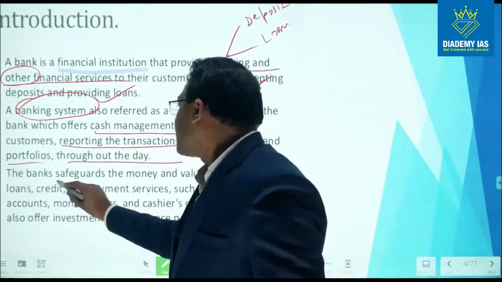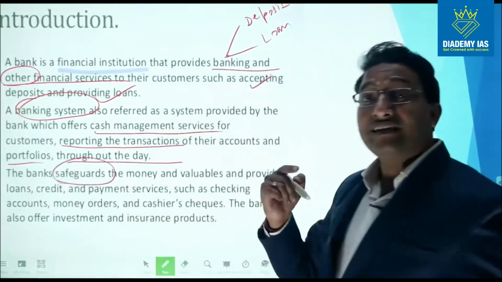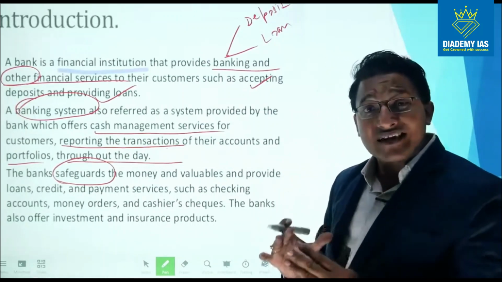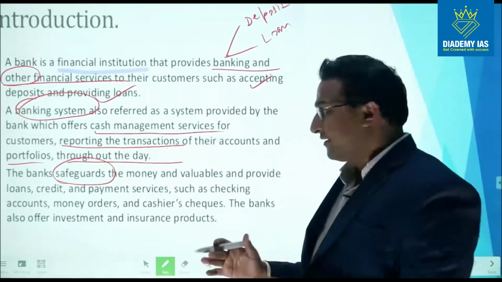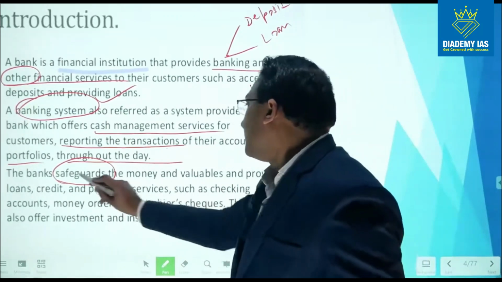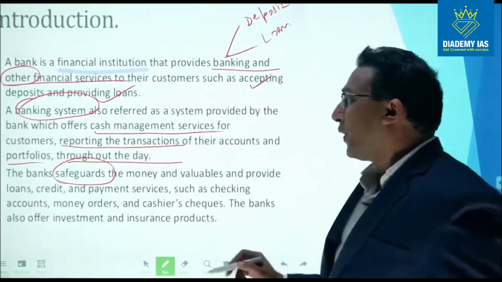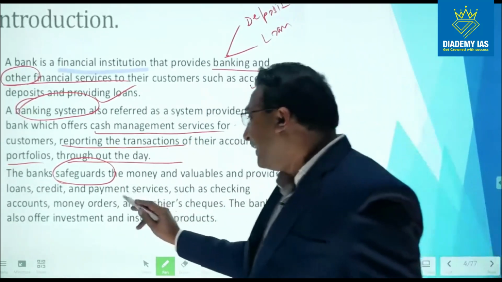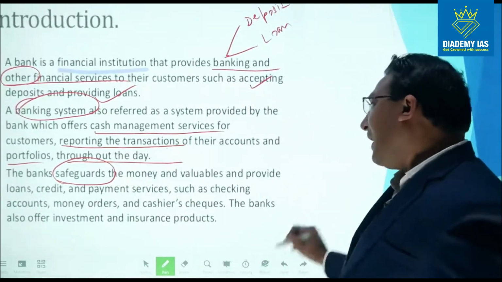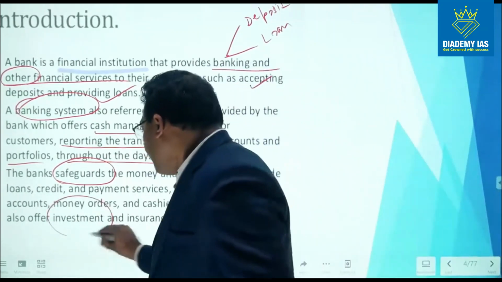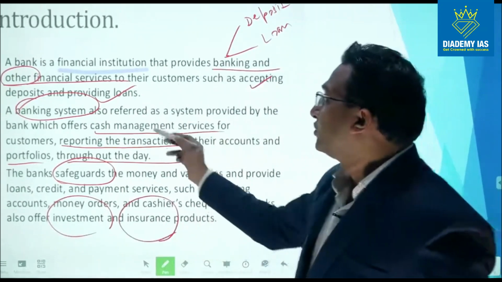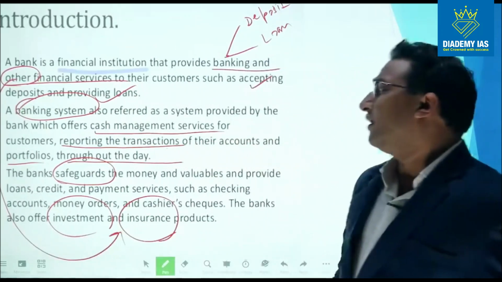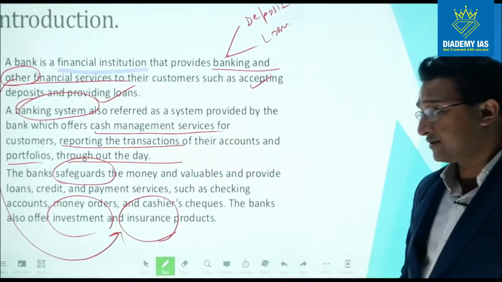The bank safeguards the money. This is very crucial. The banking system is supposed to be very credible so that people are not hesitant in depositing their money in the bank, right? The bank safeguards the money and valuables and provides loans, credit and payment services such as checking accounts, money orders and cashier's checks. The banks also offer investment and insurance products. So these other financial services are basically investment and insurance products.